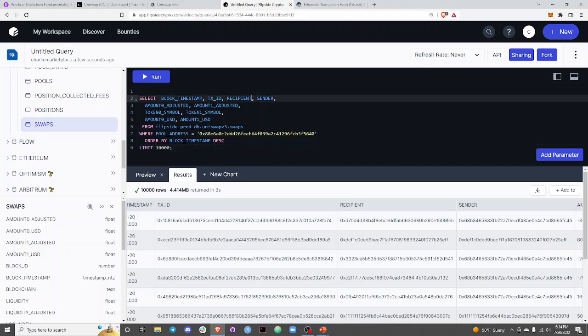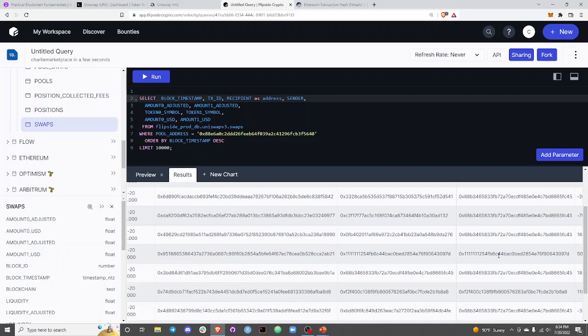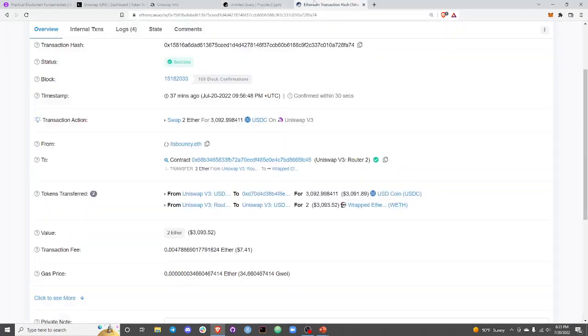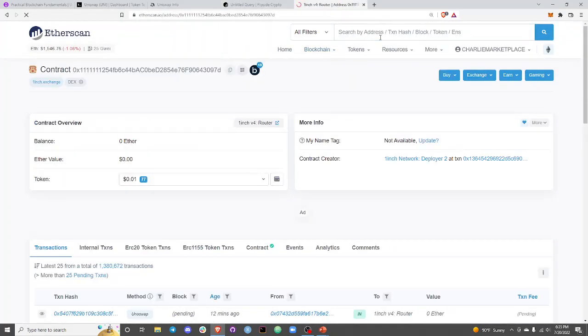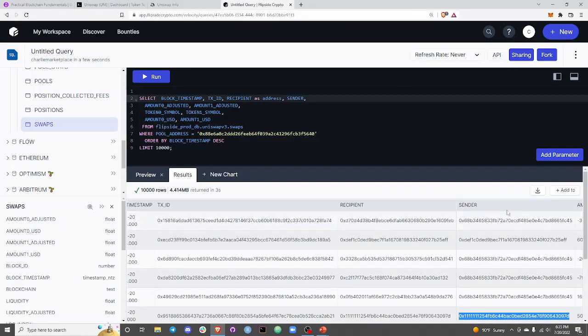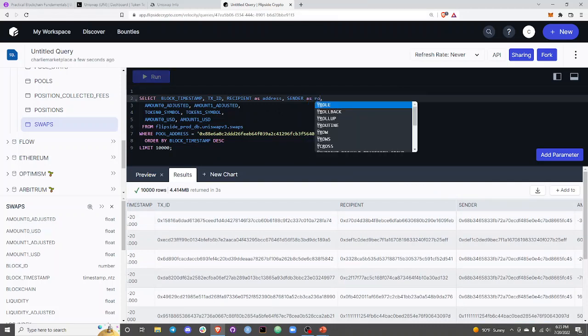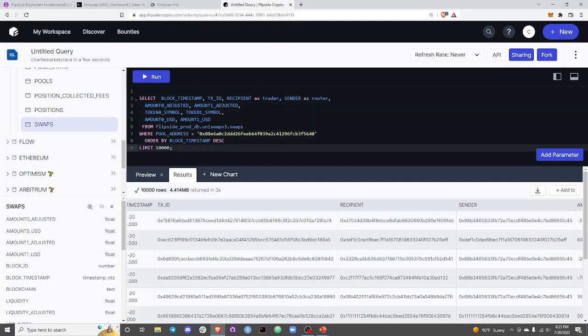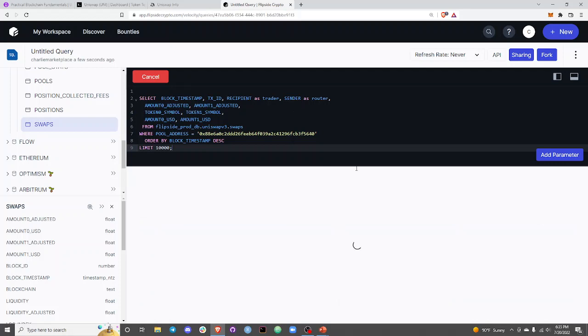Cool. So let's call recipient as person or address or something. And then sender, let's just check what the sender is just to be safe. 1inch exchange. Okay. So routers, just different routers, including public routers. That's cool. And sender as router. Yeah, I mean, this looks right so far. If it's not, it's fine. We're just doing it as a demo.